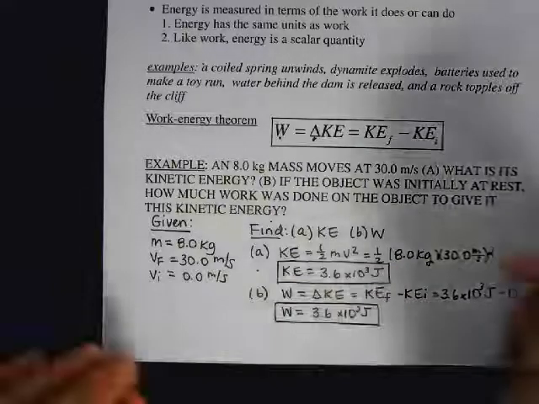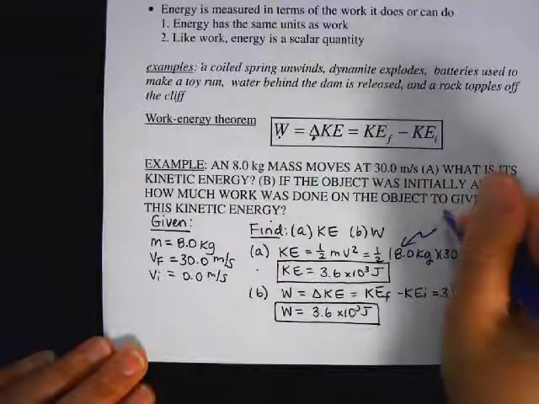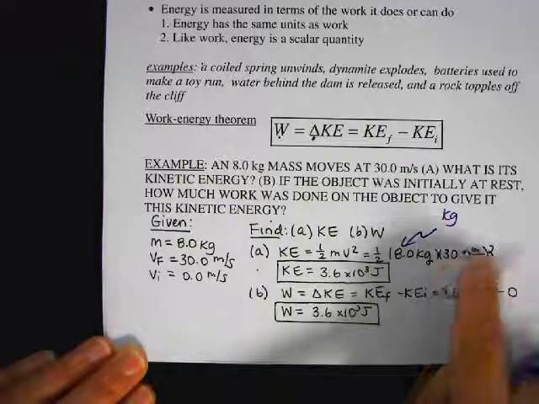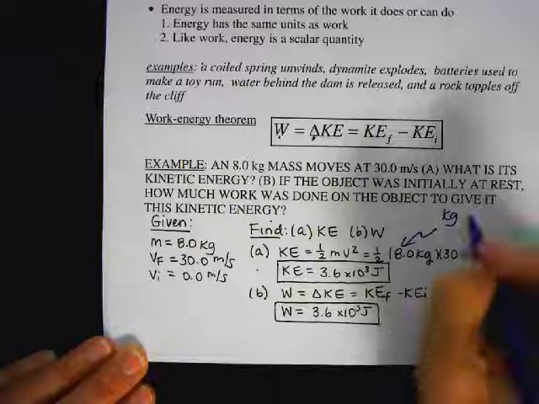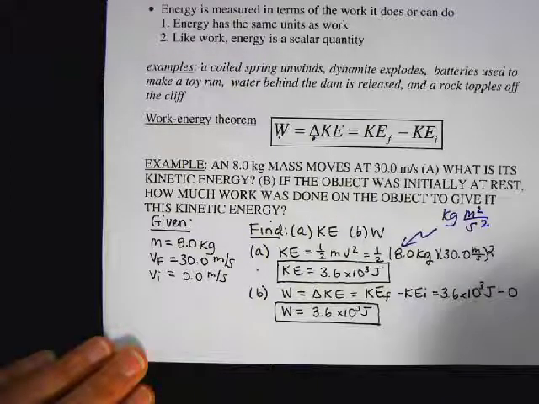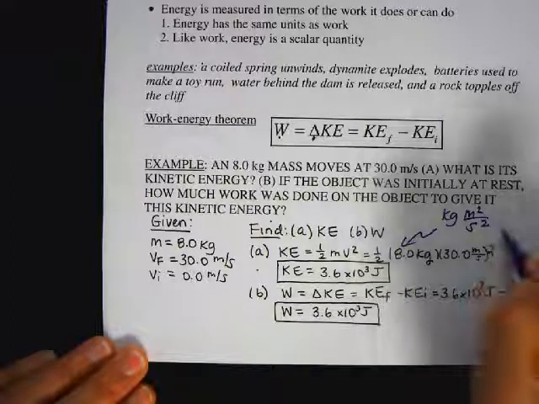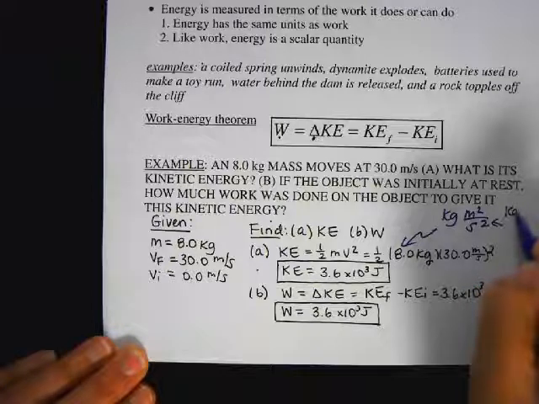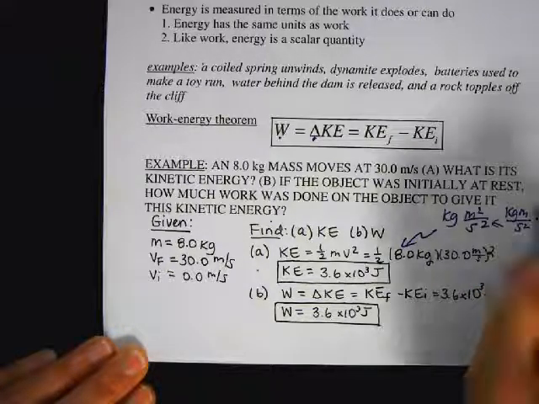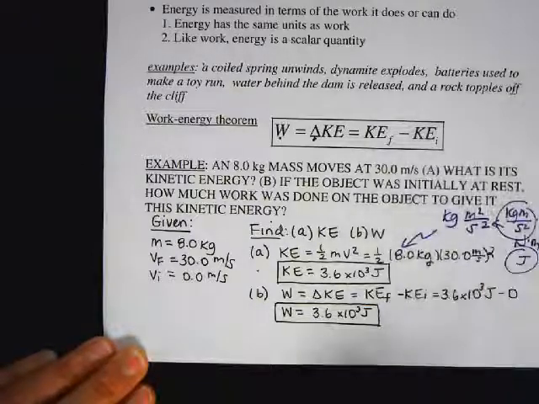Now let's look at our units to make sure they work out. So we have a kilogram. When I square the 30, I also have to square the units. So this is going to be meters squared per second squared. Well, if I pull out everything except one of these meters, I can have a kilogram meter per second squared times a meter. So this is a Newton times a meter, which is a joule, which is the correct unit for energy.